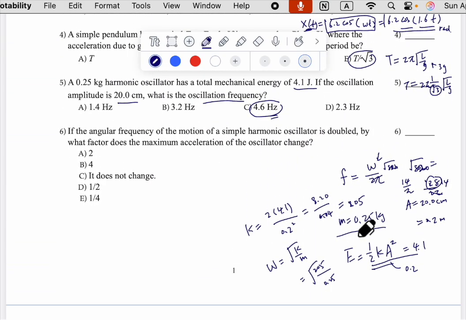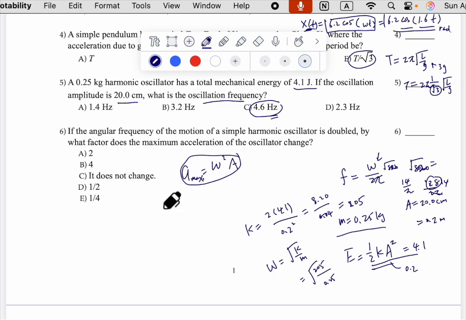Number 6. If the angular frequency of the motion of a simple harmonic motion is doubled, by what factor does the maximum acceleration of the oscillation change? So angular frequency is omega, and we know maximum acceleration equals omega squared times A. Where did we get this?